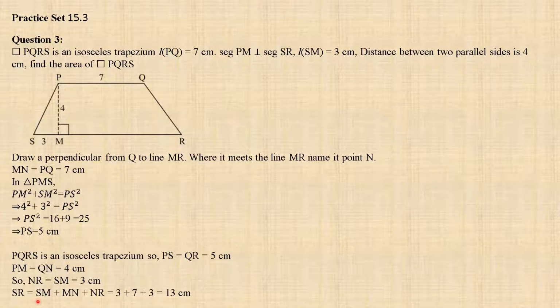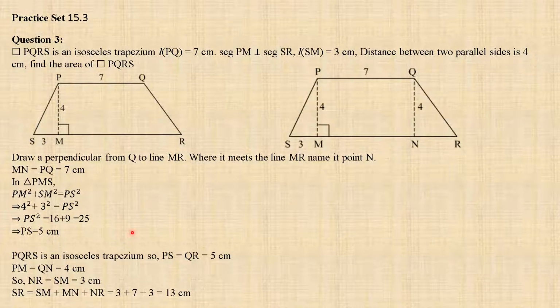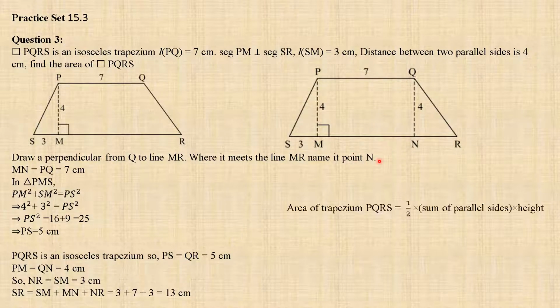And NR and SM will be 3 centimeters. So SR will be SM plus MN plus NR, which is equal to 3 plus 7 plus 3, which is equal to 13 centimeters. So length of SR is 13. Now we have obtained the length of both the parallel sides. So if you see this figure, PM and QN both are 4.